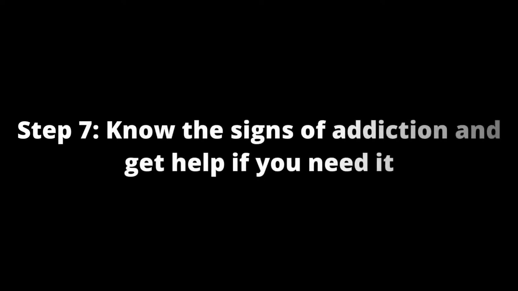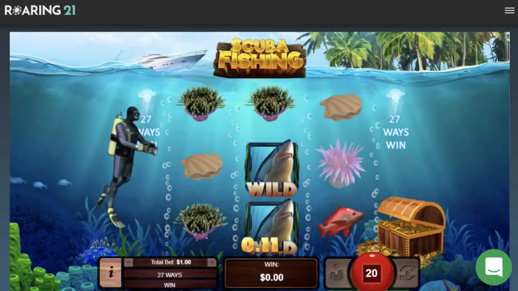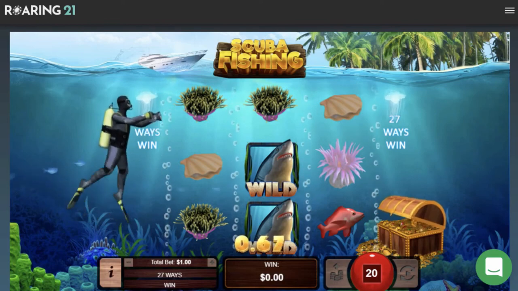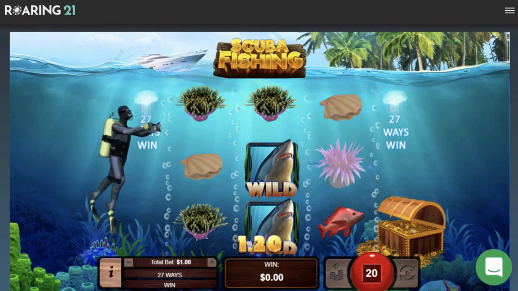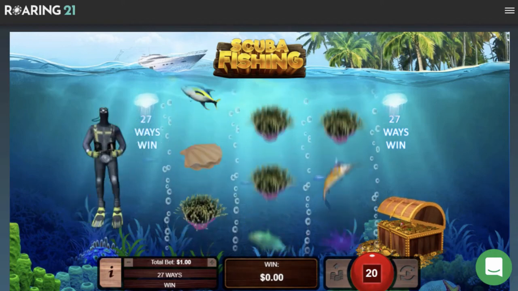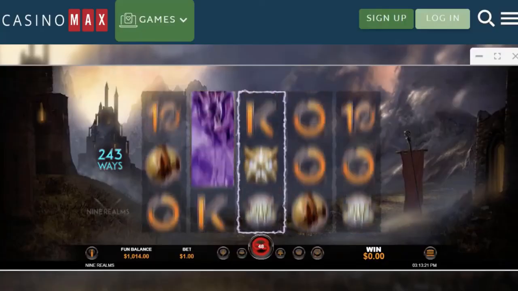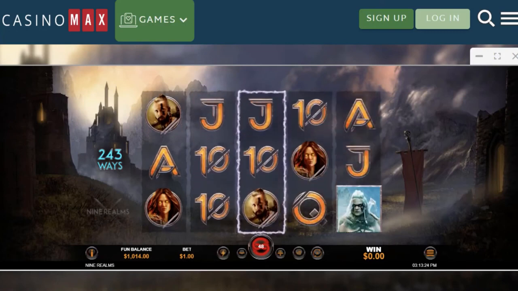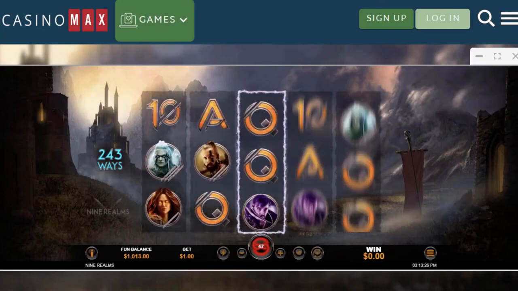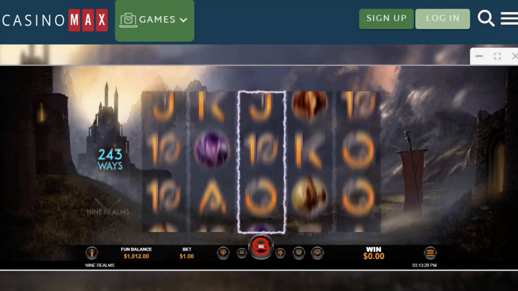Step 7. Know the signs of addiction and get help if you need it. If you find yourself thinking about slots online when you are not playing, or you become irritable when your free time is being taken up by something other than slots online, take a step back and re-evaluate your relationship with the game. If you feel like you are spending more time and money on slots online than is healthy for you, consider seeking professional help.